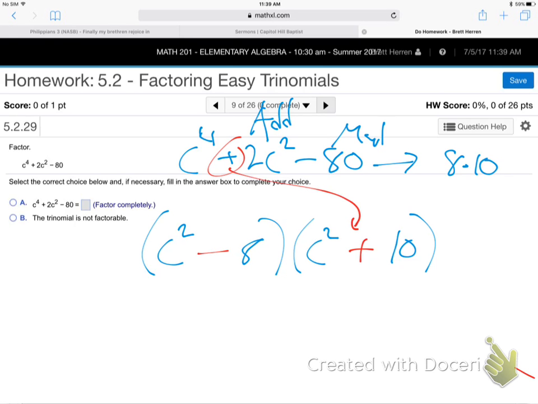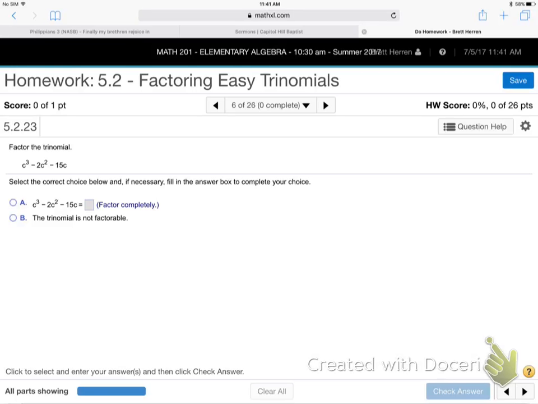How are we doing? We making sense out of that? Questions I can answer? All right. If you're good, okay, try that one. So c to the 3rd minus 2c squared minus 15c. Factor that one.